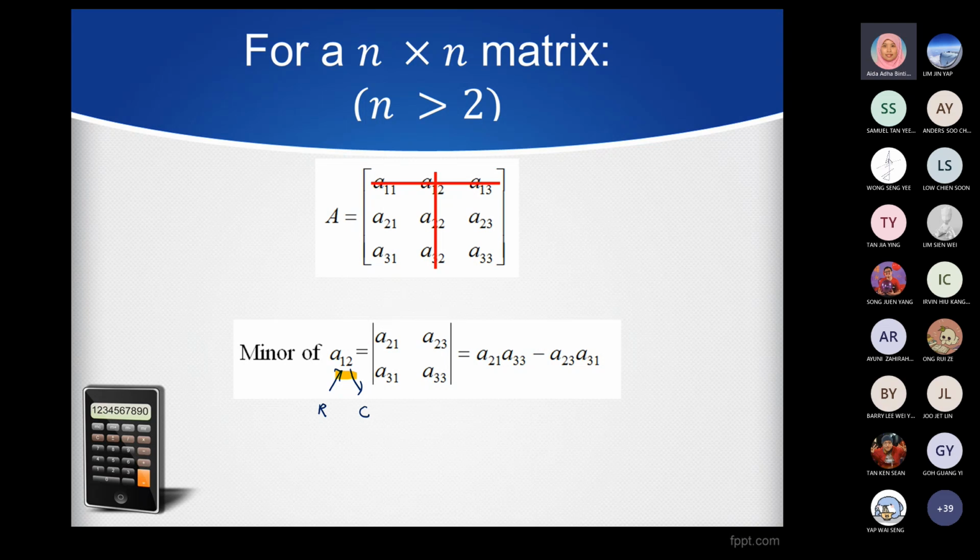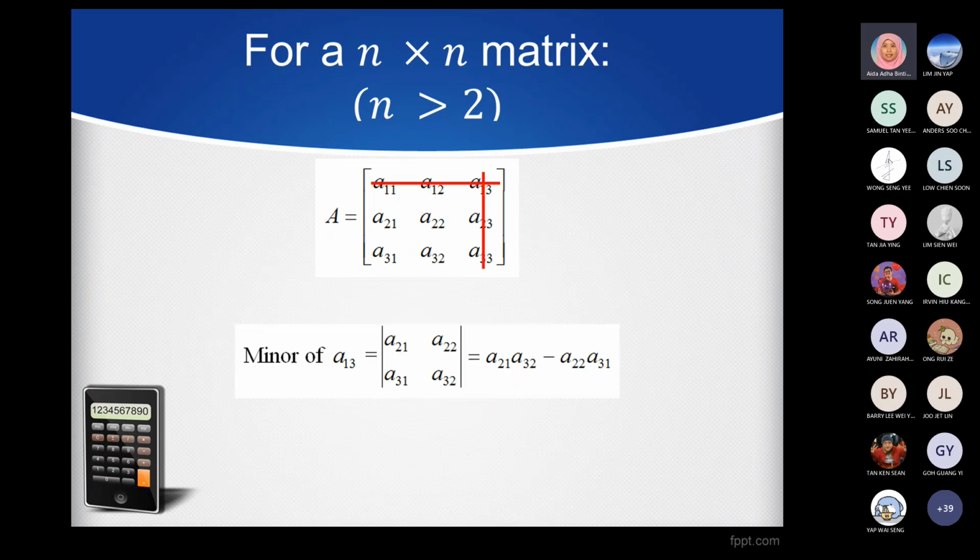So we have to delete row number 1 and column number 2. You can see this is A21, A31, this is A23, this is A33. Then you have to find the determinant in order to have the minor of A12. So this is the minor for A12.